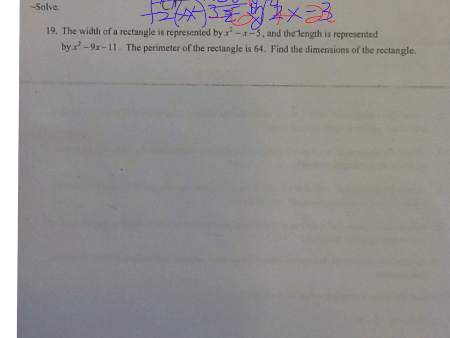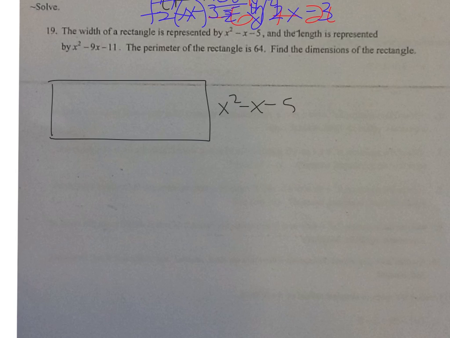All right, so number 19 says the width of a rectangle is represented by x squared minus x minus 5, and the length is represented by x squared minus 9x minus 11. The perimeter is 64, find the dimensions. So I have this rectangle. The width is x squared minus x minus 5, and the length is x squared minus 9x minus 11, and the perimeter is 64. In order to find the dimensions, I'm going to have x, so I could plug x in and evaluate.